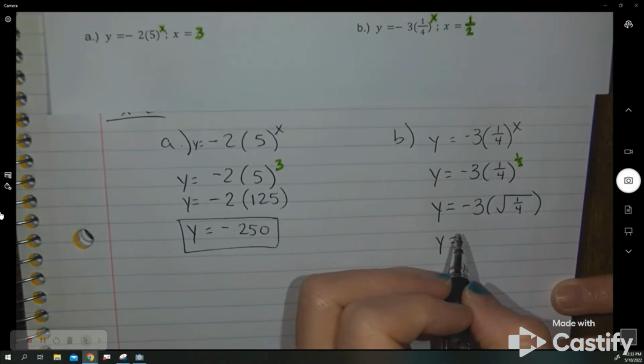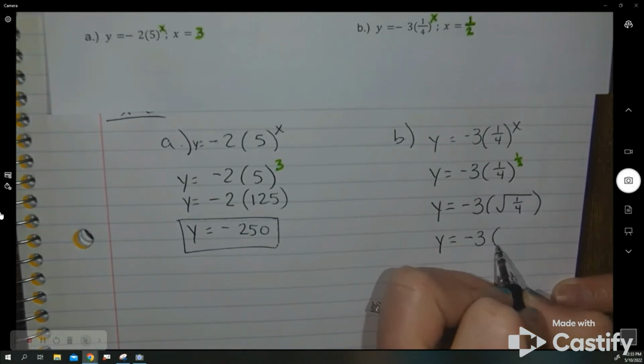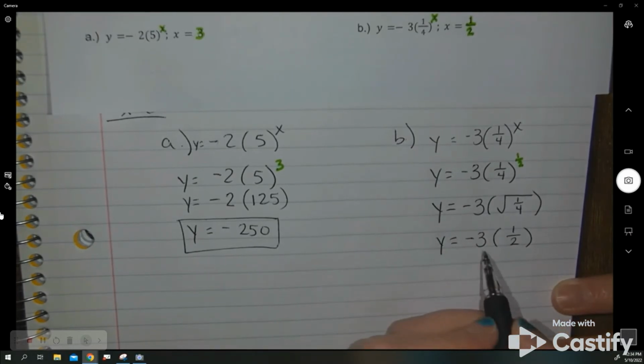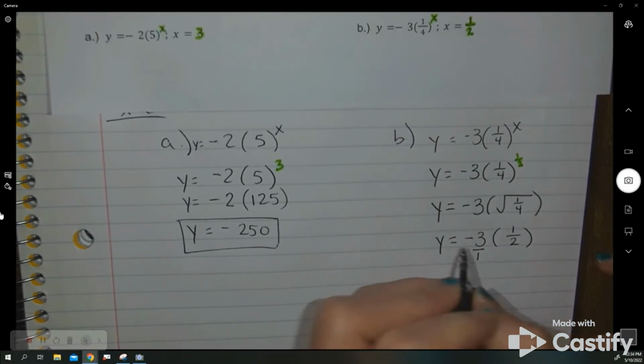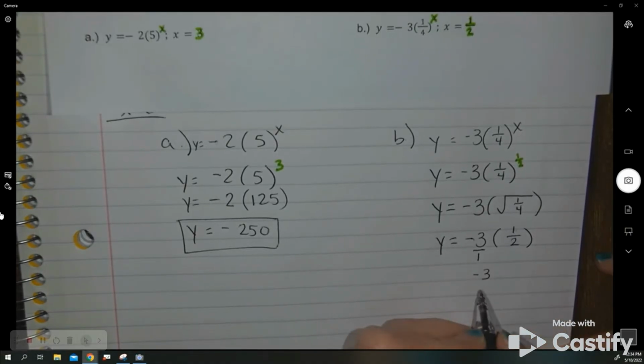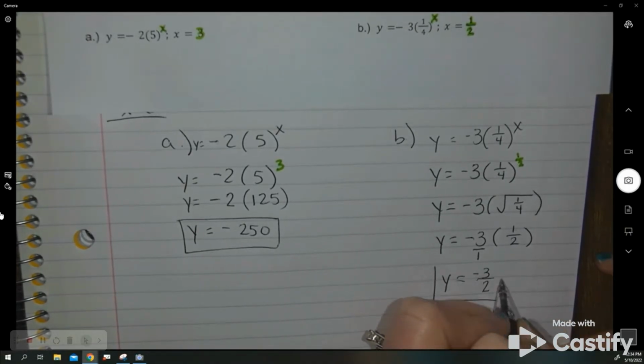Well, the square root of 1/4 is 1/2, because 1/2 times 1/2 equals 1/4. Negative 3 times 1/2. Let's make this negative 3 over 1. So negative 3 times 1 is negative 3, 1 times 2 is 2. So we have y equals negative 3 over 2.